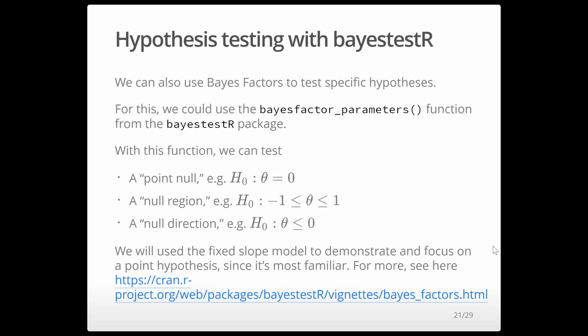We could test a null region, which is kind of cool. So we could test the hypothesis that theta is, here I'm saying that it's between -1 and 1, but really we could also test that it's not between -1 and 1. And I think that's probably more common. But you could do either one. And then you could also do a null direction. You could say that theta is less than 0, so you can test whether it's negative or positive. So here we're going to use the fixed slopes model to demonstrate the point null, since it's the most familiar. But here's a little vignette if you're interested in learning a little bit more about it.